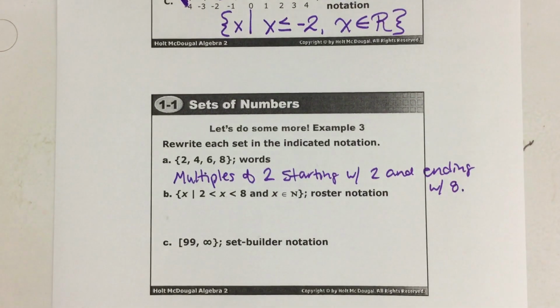You could say the first 4 multiples of 2. You could say even numbers from 2 to 8. All of those things would work because if you were to take that description in words and write out the numbers, you would write 2, 4, 6, 8.